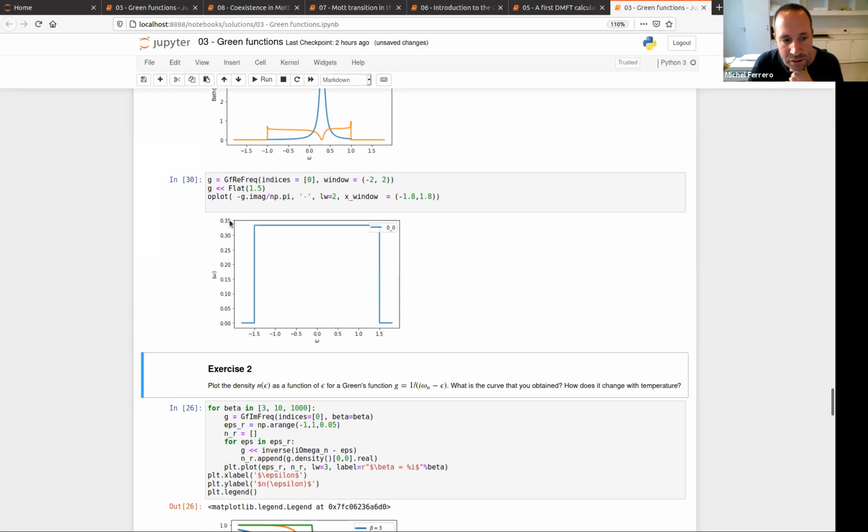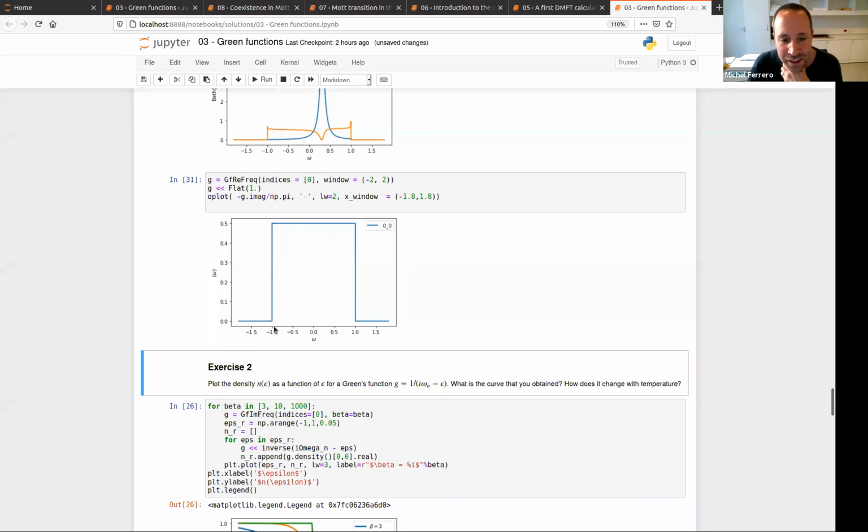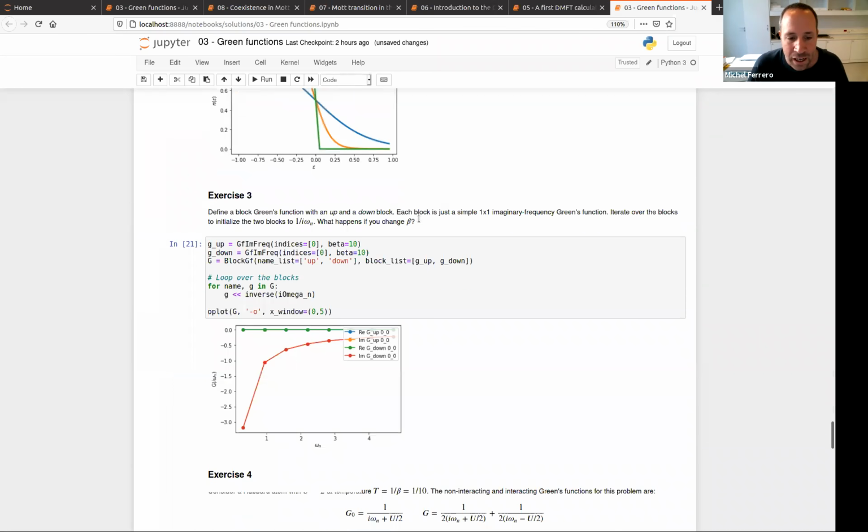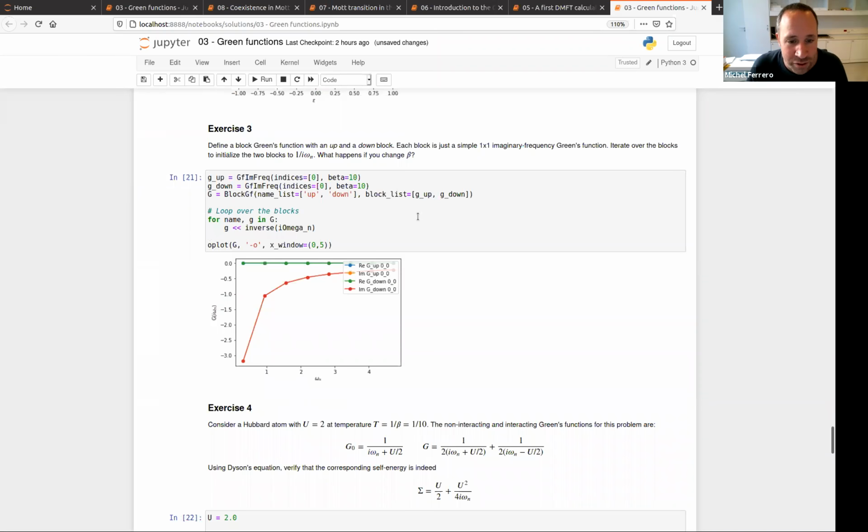And you see it's normalized. So this number changes here because the integral of this has to be equal to 1. So just to make it easier, you see the integral would be 2 times 0.5. So indeed, this is a normalized density of states as expected. Thanks. Okay, this number 3 is just to give you a bit of intuition of the Matsubara frequencies.